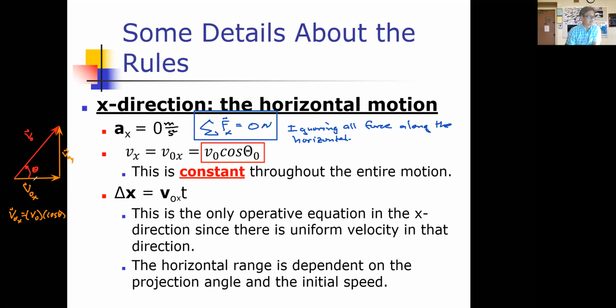Okay, if we can find the x component of the initial velocity, that will be the velocity along the entire pathway for the horizontal. Every point along the pathway will have that same velocity, and that's what this means here. Okay, all right, so hopefully that helps you right there.